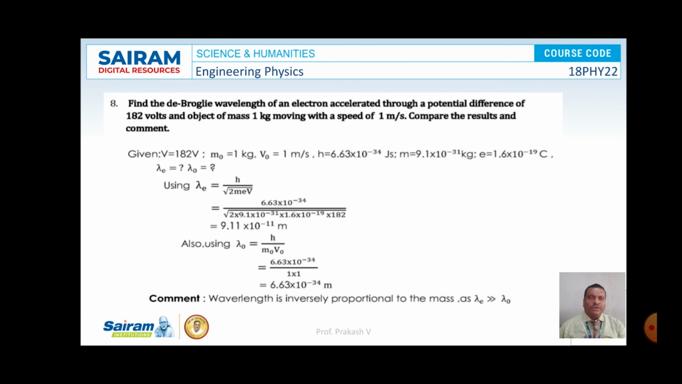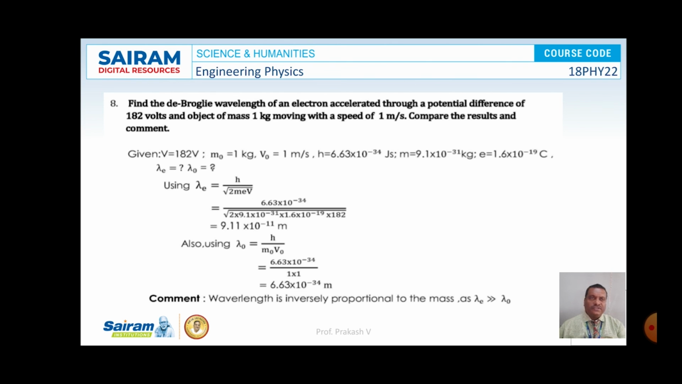Find the de Broglie wavelength of an electron accelerated through a potential difference of 182 volts and an object of mass 1 kg moving with a speed 1 meter per second. Compare the results and comment. So we have to find the de Broglie wavelength associated with an electron accelerated through a potential difference of 182 volts and also an object of mass 1 kg moving with a speed 1 meter per second. These are the parameters that we have to calculate here.